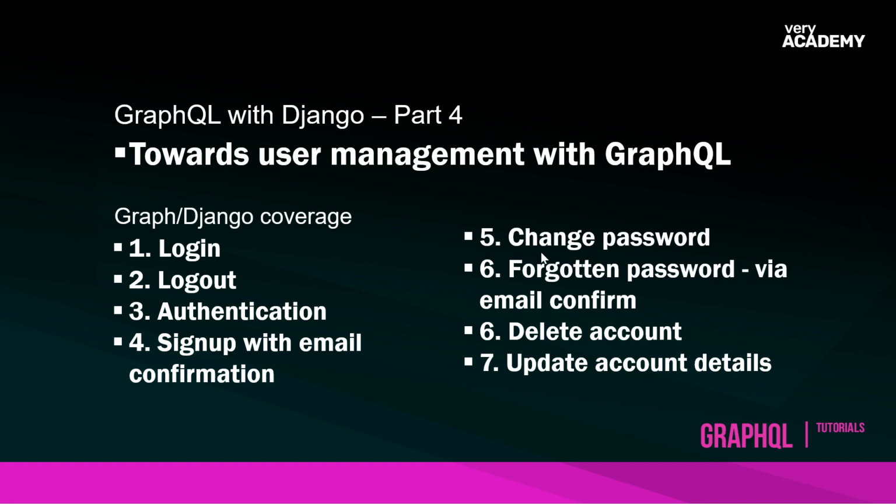So changing passwords. If the user forgets their password, an email will be sent to them, and then they'll be able to utilize that link to change their password. Other features we might want to include are deleting accounts and updating account details, for example. So I think this covers all the basic elements you might want to build if you're building a user management system for your application.